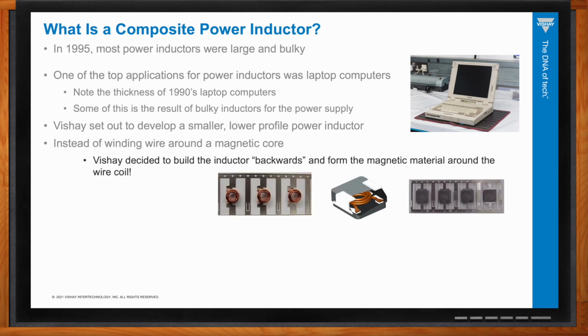So instead of winding wire around a magnetic core, we started out with a coil of wire, and then we formed the magnetic material around that wire coil. You can see examples of that here, where we have a wire that is welded into a lead frame, and then we take iron magnetic material that's in a powder form. It's almost like beach sand, and we put it in a mold and we press it under high pressure, and then that coil is totally surrounded by that magnetic material to produce the inductor.